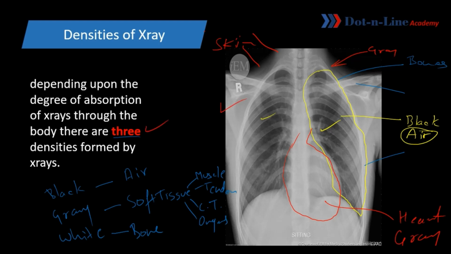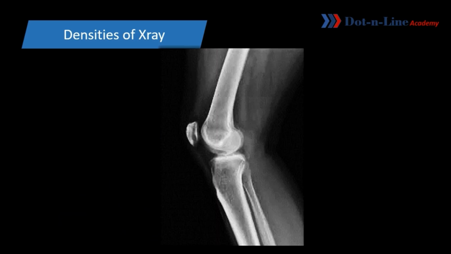It depends all on the practice, so we will practice it now. Let us take an example of this X-ray. When you practice X-ray, you try to read it and relate it with the anatomy of that body part. You will understand the X-ray more and more. So here it is an X-ray of the knee.